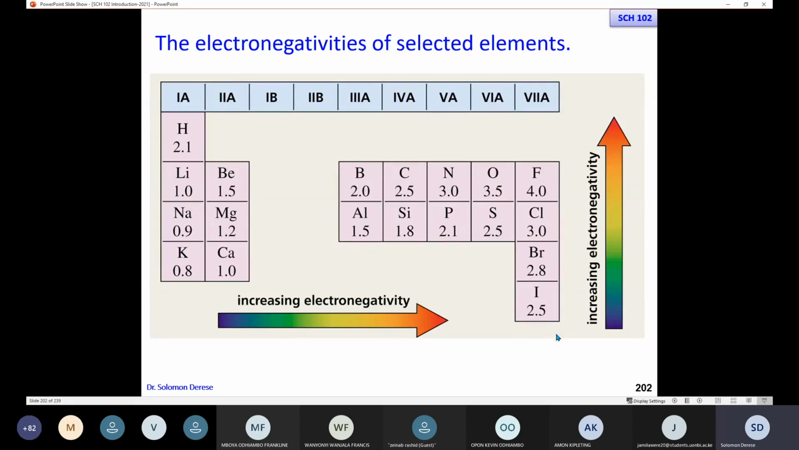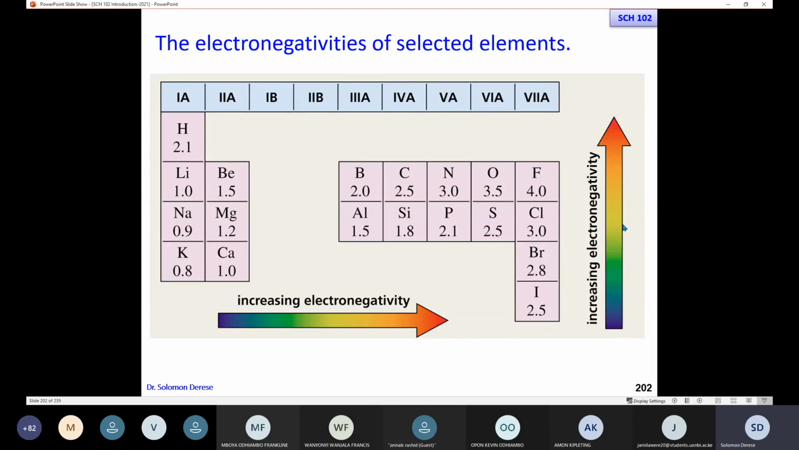So the most electronegative elements are the ones you find at the top of the periodic table. As a result of these two trends, electronegativity increasing across a period, the most electronegative elements are the ones that you find on the right. The elements in the extreme right of the periodic table are the most electronegative.